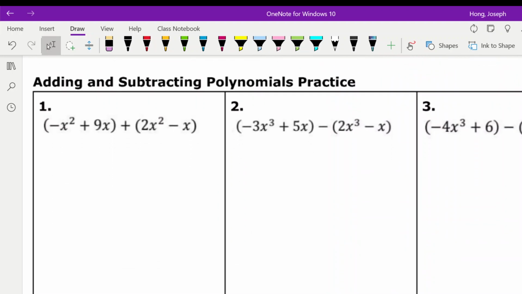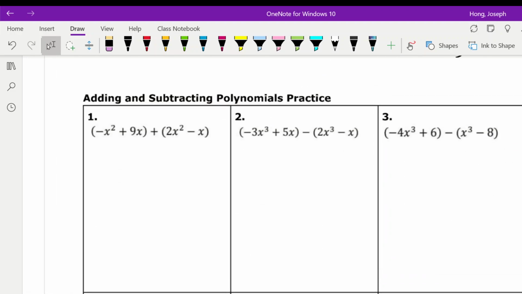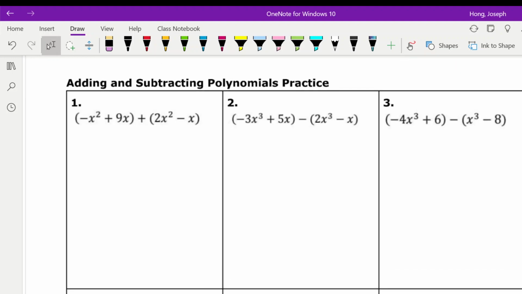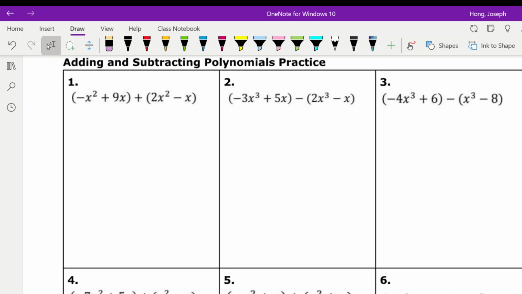So what I would like for you to do while the sub is here is that you see this back page. I would like for you to complete these. And honestly, they're not that bad. As long as you understood the video, you should be able to complete this. And I'll be picking this up whenever I come back to school on Monday.